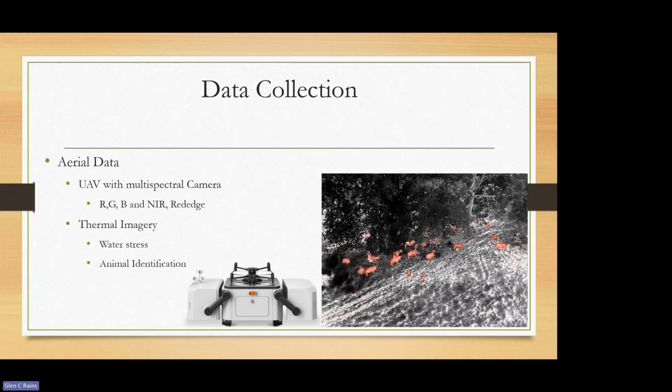But thermal imagery is something we have that can be used for animal identification, and thermal is also a good indicator for water stress in a plant. When a plant starts losing too much water, it closes its pores, its stomata, to conserve water. But kind of like a person who's not sweating, it heats up, and that heat signature tells you that you have a water-stressed plant.